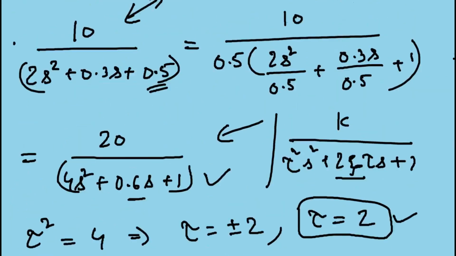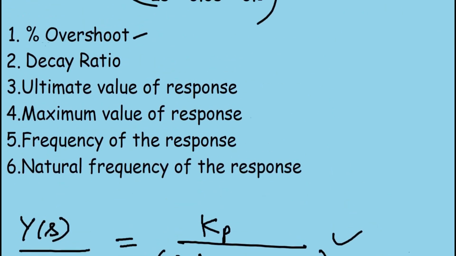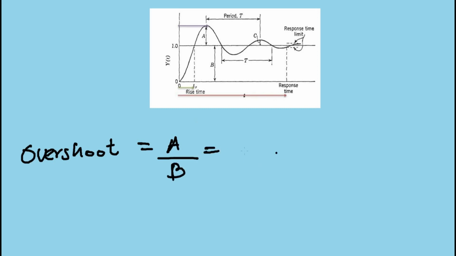Now we can easily calculate all of these. So first we have to find the percentage overshoot. What is overshoot? From this diagram you can see that overshoot equals A by B. The value of A by B is the overshoot. So what is A by B? A by B equals e power minus pi zeta divided by root 1 minus zeta square.